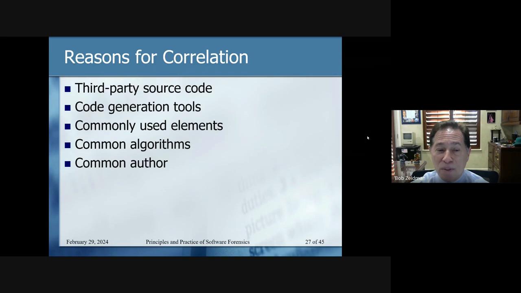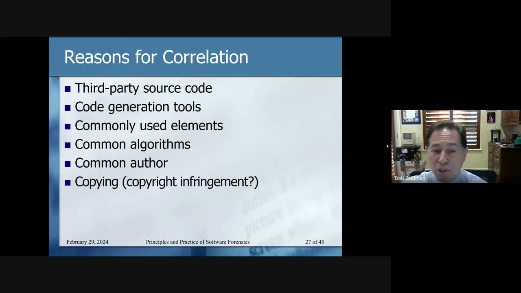And one of the most interesting ones is common author, where the same programmer wrote two different programs but wrote them completely independently. So let's say a programmer worked at one company, then left and went to another company and wrote code, and that programmer would have a style. For example, there are certain comments that he or she might use that would show up in both programs. It was not a sign of copying. It was a sign that this programmer liked to use those words or those comments or that style.